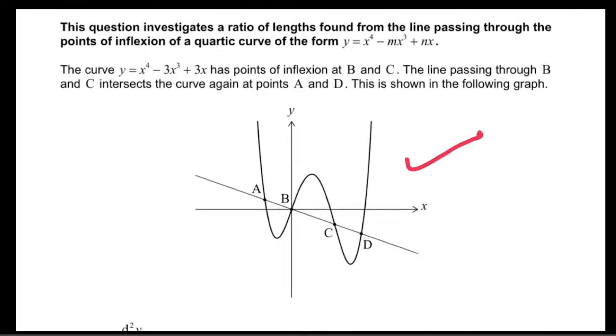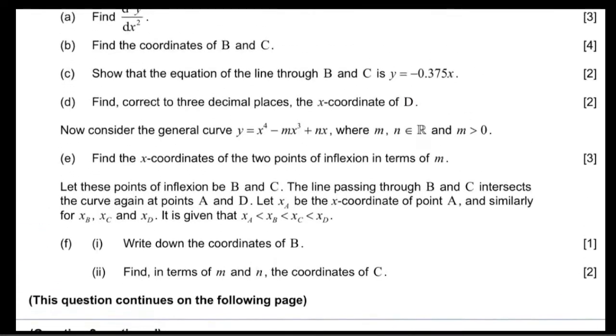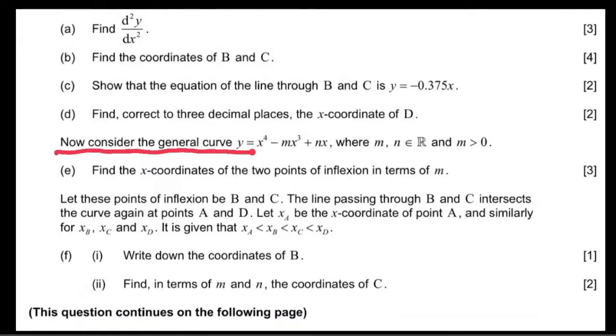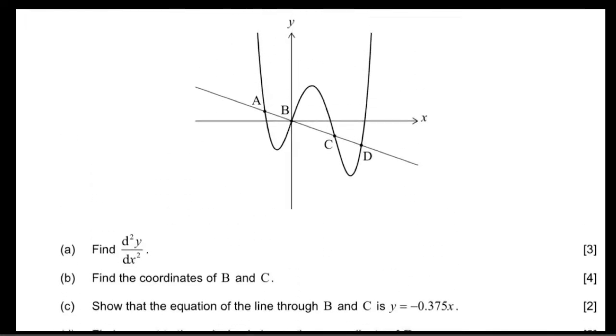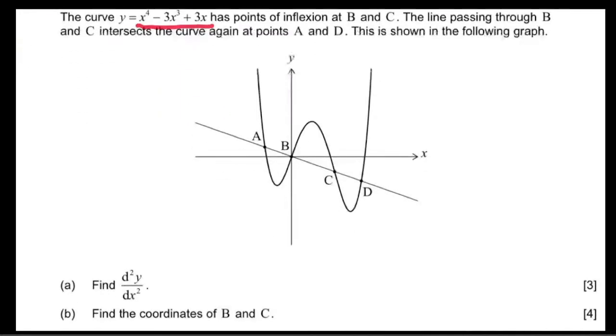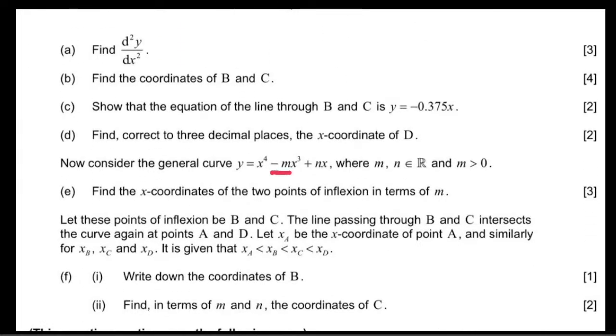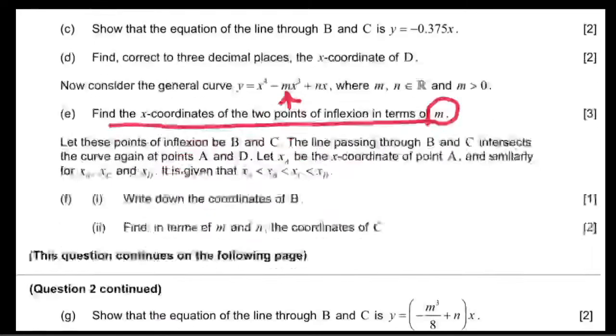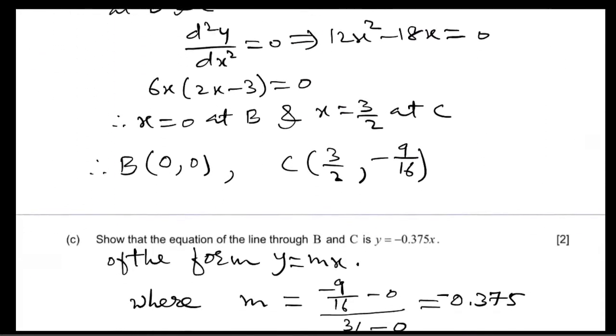We are on this question, right? This question has two points of inflection and two other points of intersection with this line and with this curve. Now, in the next part, it says, now consider the general curve. In the beginning, the curve had known coefficients of x cube and x, minus 3 and plus 3. But here, it will have minus m and plus n, okay? So with this, find the x coordinates of the 2 points of inflection in terms of m, because we will have m here, right?